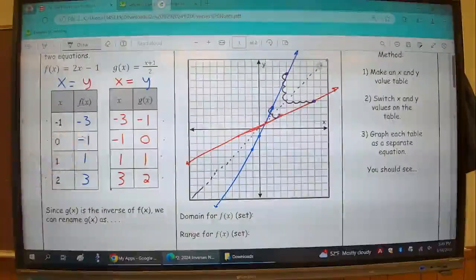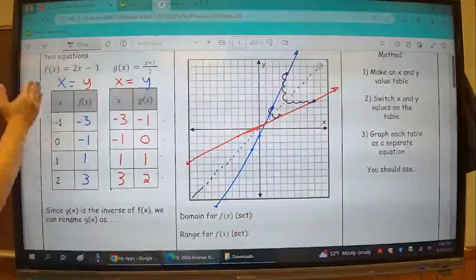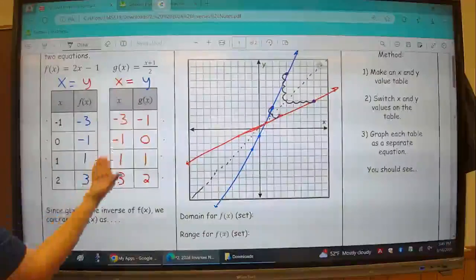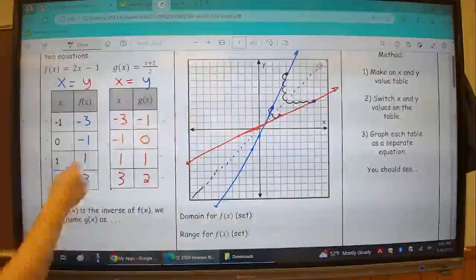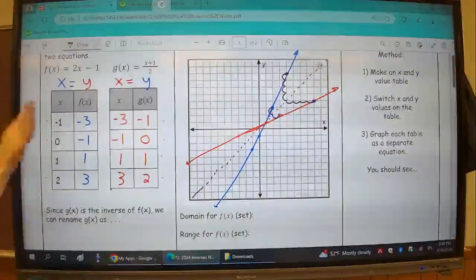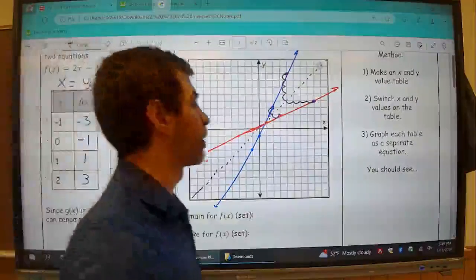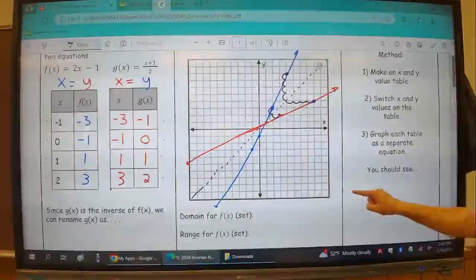So I can see it on a table. I can see that I have one table that's x and y, and another table that's the exact same, just y and x. I can see on a graph that I have two lines that reflect over an axis, specifically the y equals x line. And I guess that's what we'll put right here. We should see a reflection.